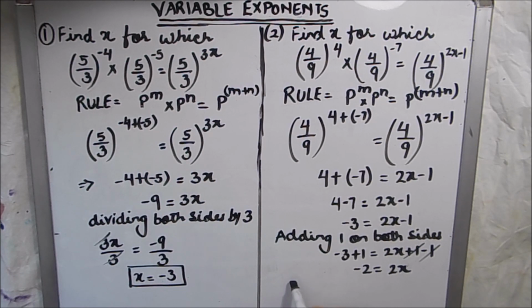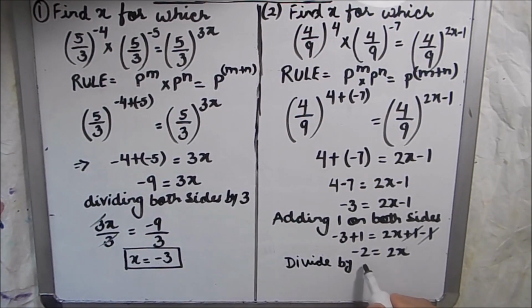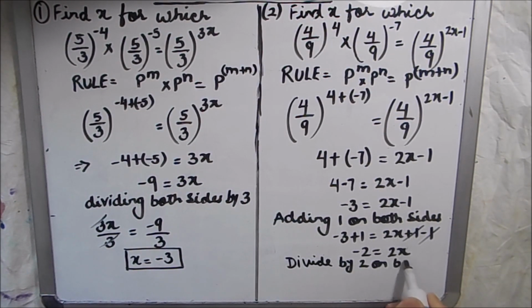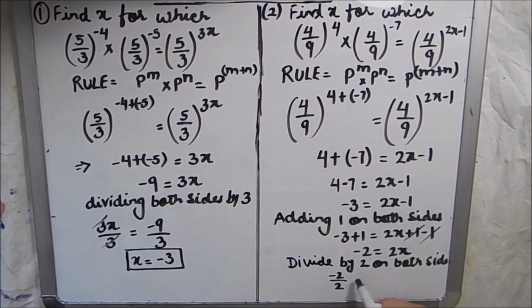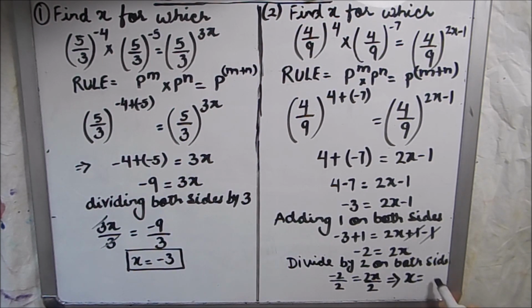on both sides. So we'll get minus 2 over 2 is equal to 2x over 2. After this we get x is equal to minus 1. So this is our final answer. This gets cancelled, this gets cancelled.